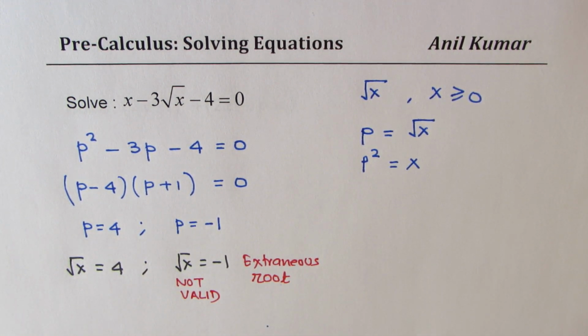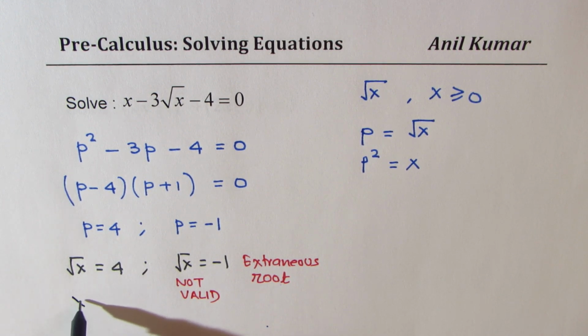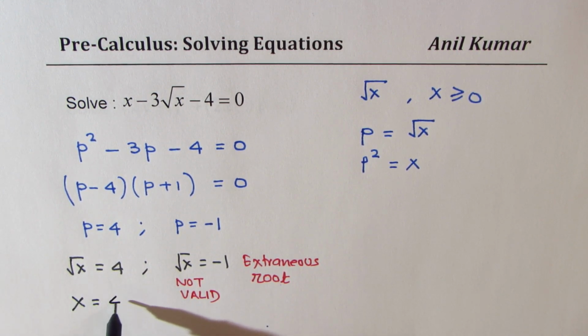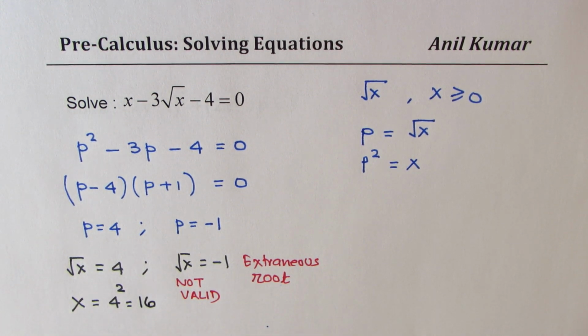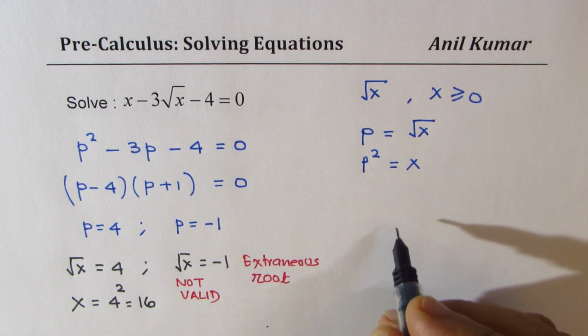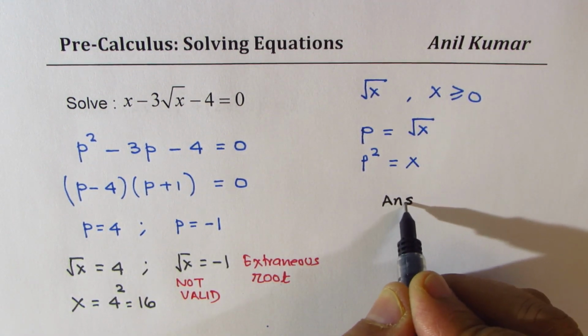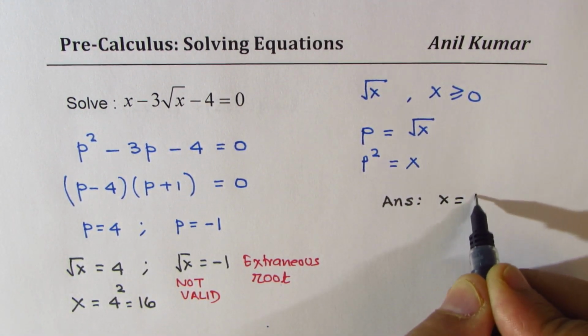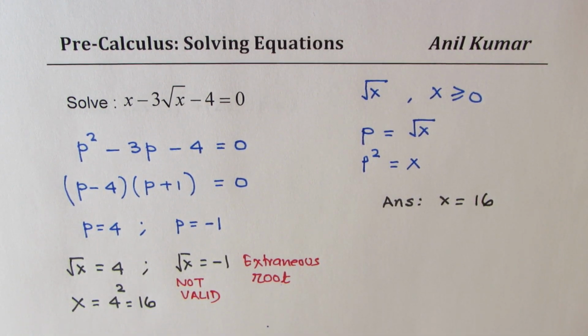Square root x equals 4 actually gives us a solution. When we square both sides, we get x equals 4 square, which is 16, correct? So we do get a solution which is 16 for us. So our answer here is x equals 16. Now it's always a good practice to check your solution.